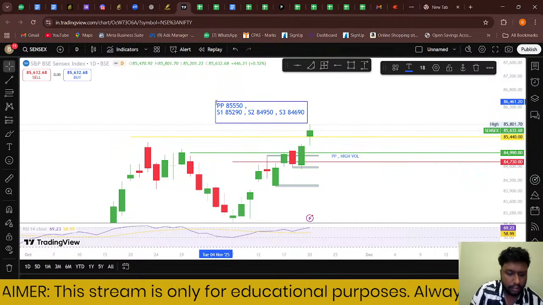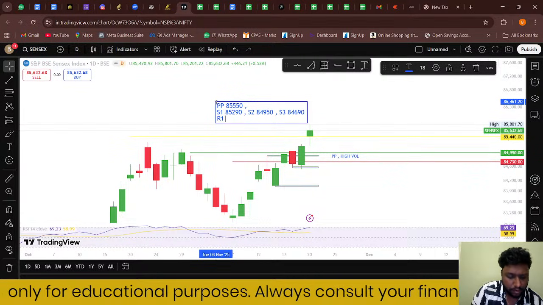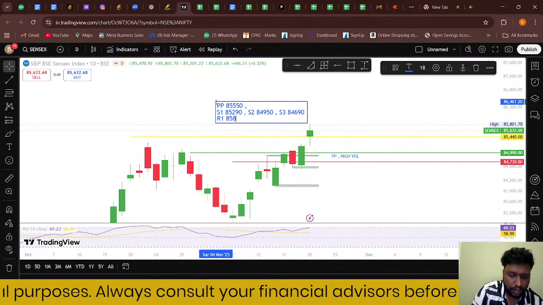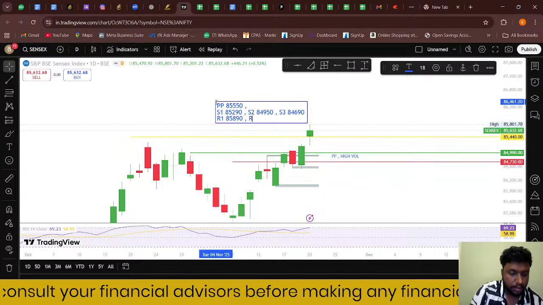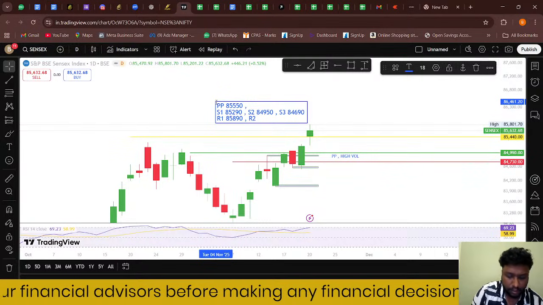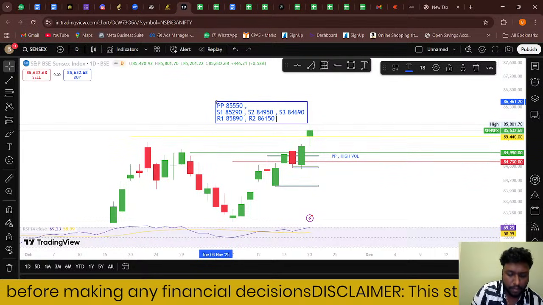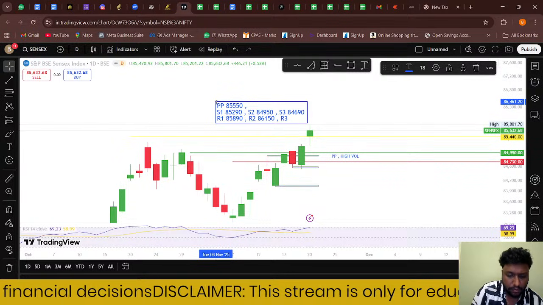So these are the three support zones, and R1 lies at 85,890. 85,890 is where the R1 lies for Sensex. R2 is at 86,150, and R3 is at 86,490.